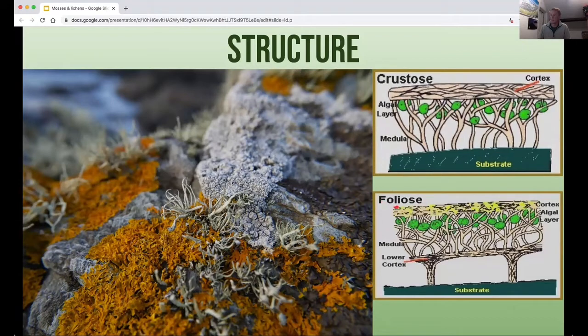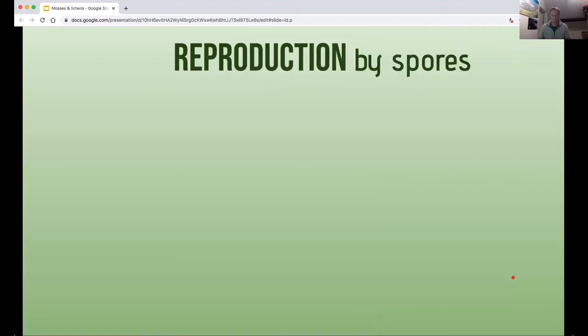And then a foliose lichen has an upper layer. It has the threads in the middle, and then a lower layer, and then you have these attaching points that go down and attach to the substrate. So that's why you can peel those up. So that's, for those interested, we can look at the cross section of a lichen.